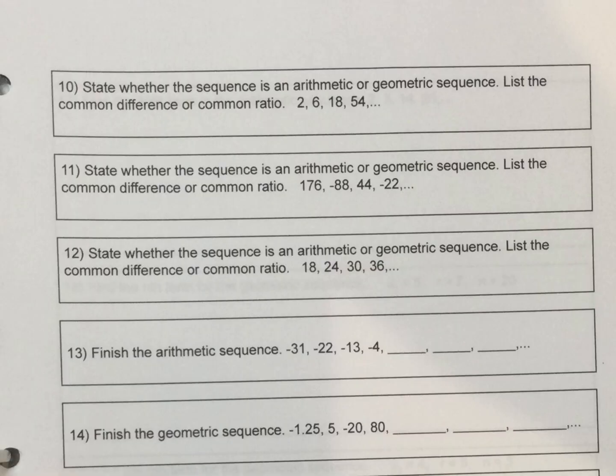All right, let's look at number 10 on page 22. It's asking if it's an arithmetic or geometric sequence. So I go from 2 to 6 to 18 to 54. That's increasing a lot. So that tells me that it's going to be geometric. 2 times what gives me 6? Well, I know that 2 times 3. If you can't do that in your head, do 6 divided by 2 and you get 3. So my common ratio is to multiply by 3.